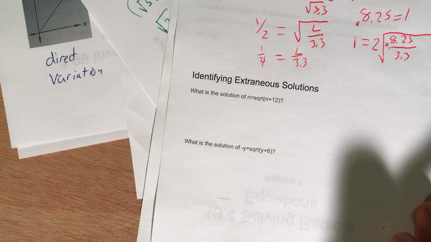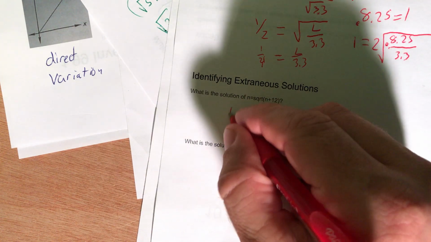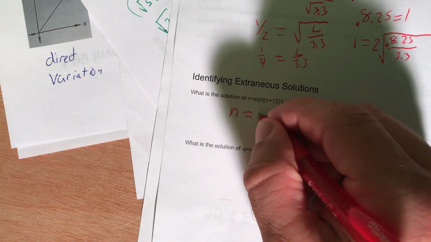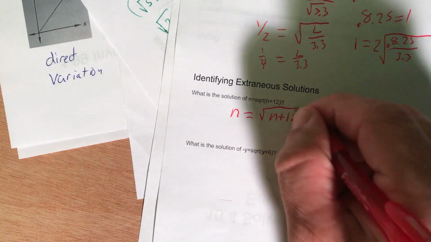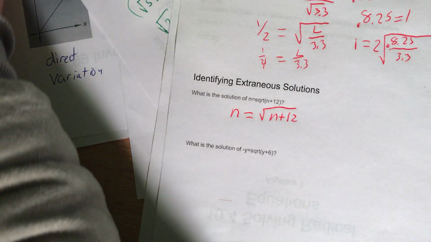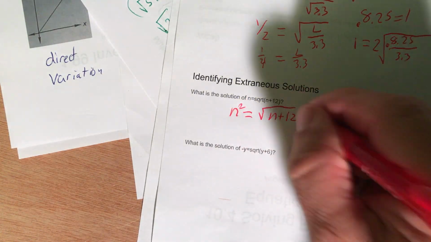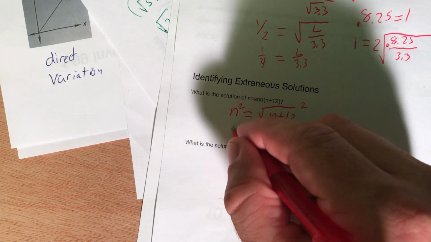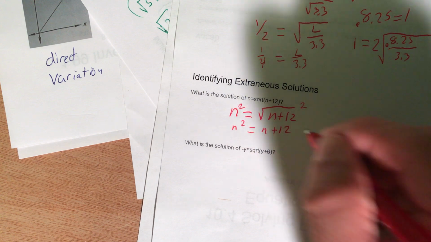Now, identifying extraneous solutions. What is the solution of n equals the square root of n plus 12? I'm going to square both sides and get rid of the square root. So you're going to have n squared equals n plus 12.